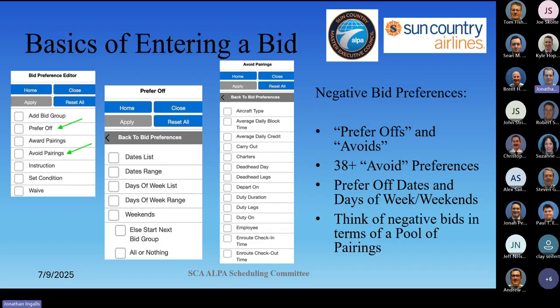Then the negative bids, those are your prefer offs and your avoids. Fundamentally, they work the same way. They simply tell the system what kind of flying you don't want to do. At the time we wrote this PowerPoint, there were 38 negative bids. I think we're up to 43 right now.